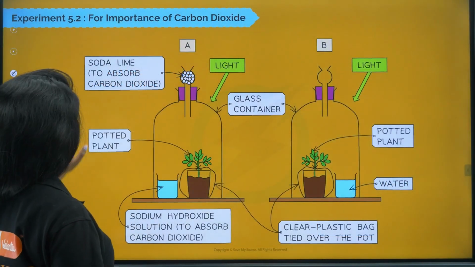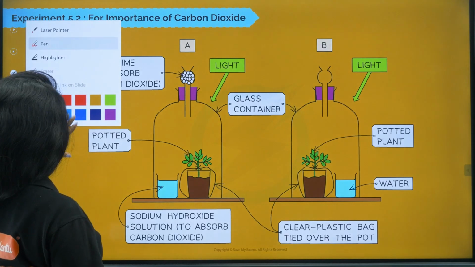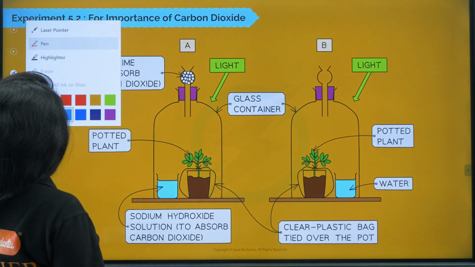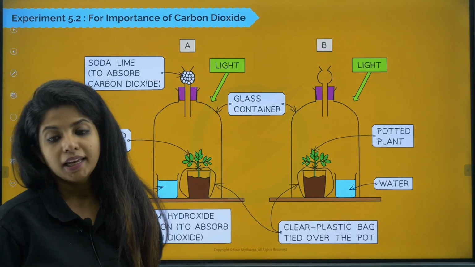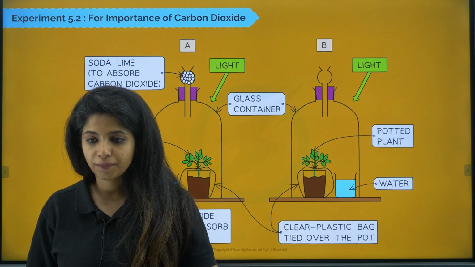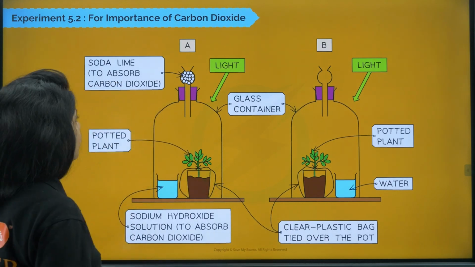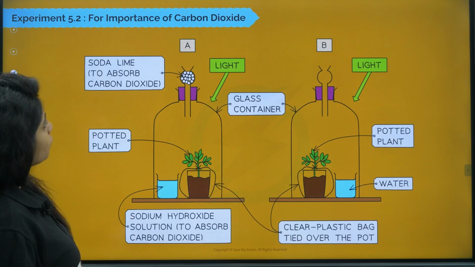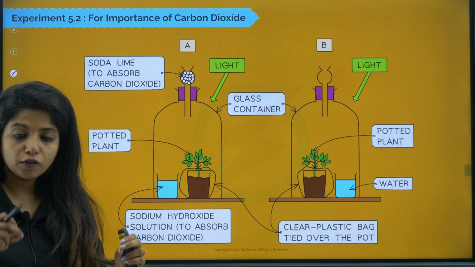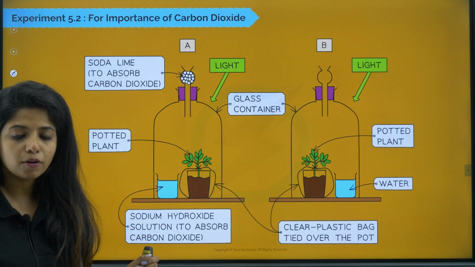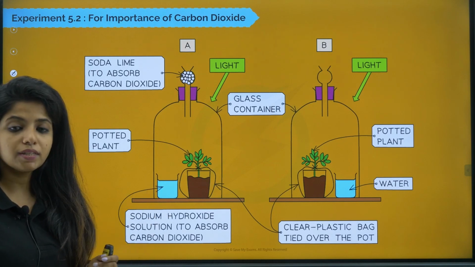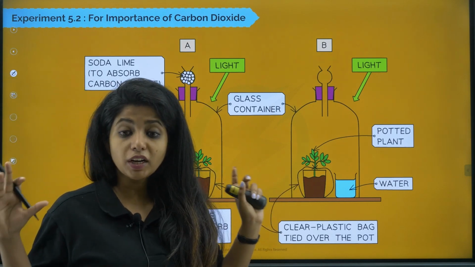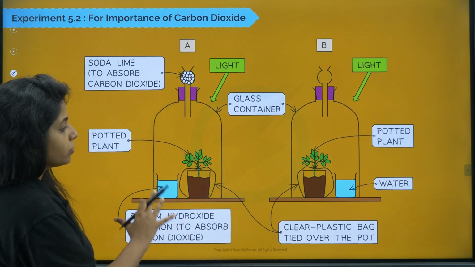Now there are 2 experiments given in your NCERT, and we'll try to finish them off. Let's see. The first experiment is for the importance of carbon dioxide in the process of photosynthesis. So how can we say that this is important? By doing an experiment which looks like this.